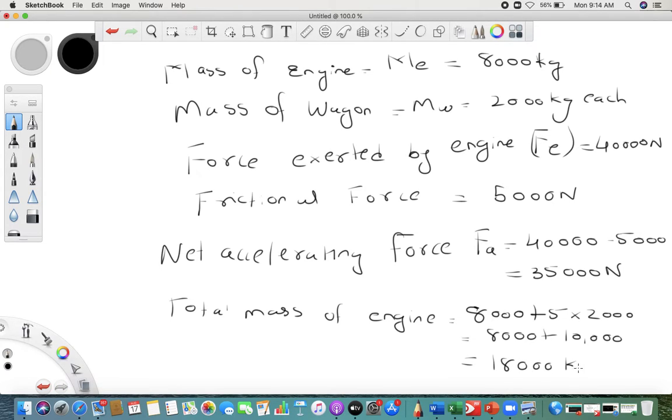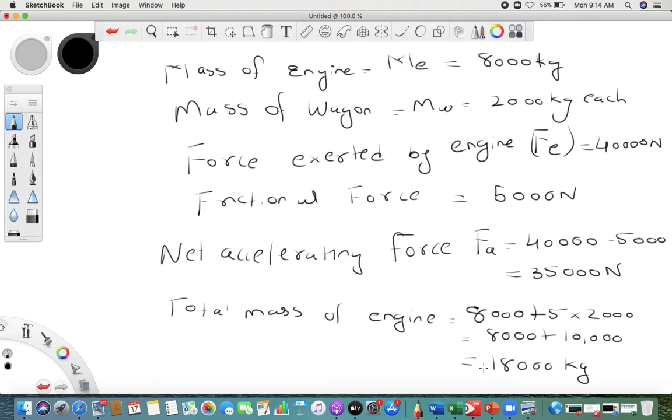That's what people miss. They simply take the mass of the engine only. So please don't think like this. Consider this very properly. Okay, everyone? Clear? Fine. Let's see next.